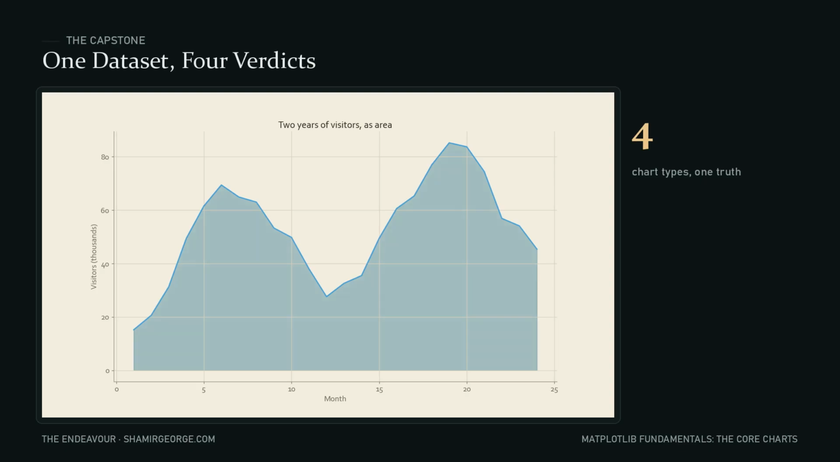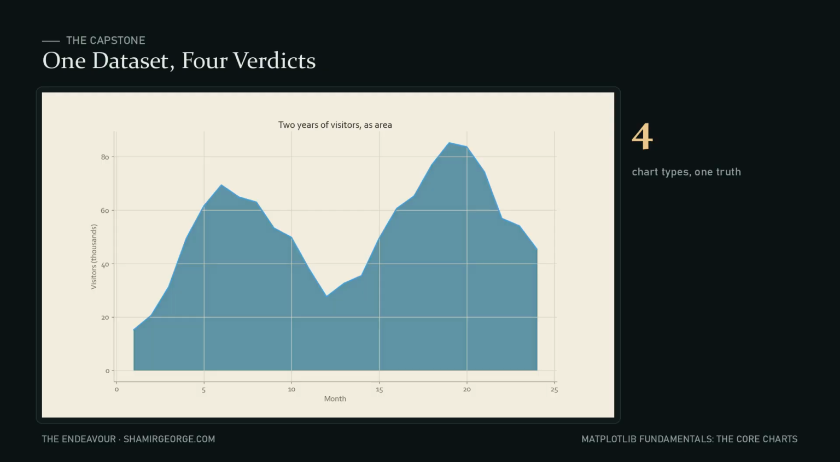24 months of visitor counts, filled solid under the line. This is the same series you've plotted all course. But shaded like this, it stops being a trend and starts being a volume. The area under the curve reads as total tourism, not just direction.